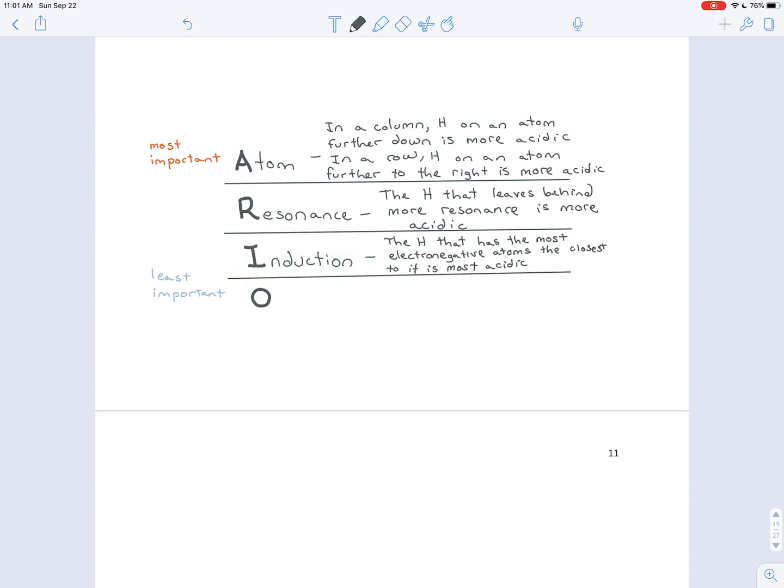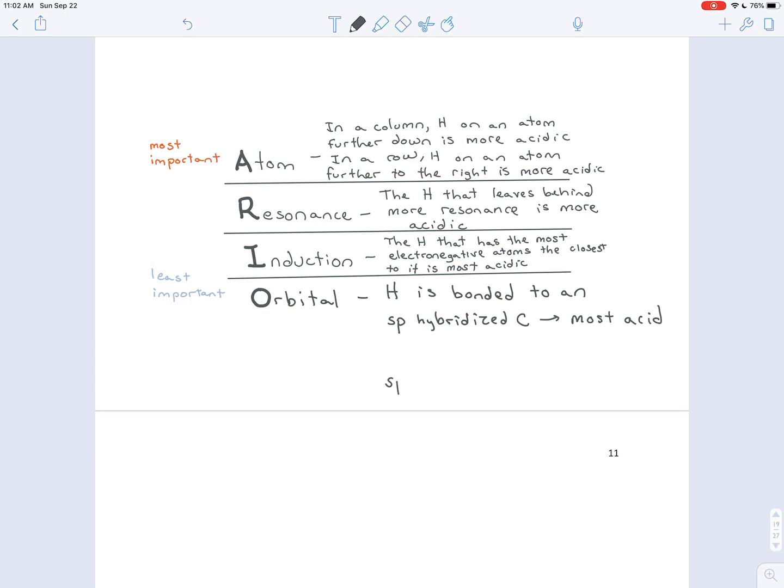If that ties, though, you go to this last factor, and that is the orbital that the negative charge would be in. So, I should say, if the hydrogen is bonded to an sp hybridized carbon, that's most acidic.